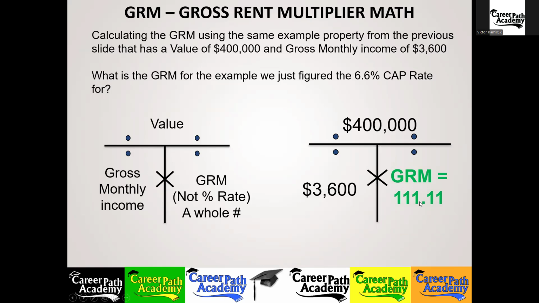Now that's just a number. We know that a 3-unit building in this area with a 6.6% cap rate has a GRM of 111.11. So now we could use that GRM to compare to other properties in the neighborhood.